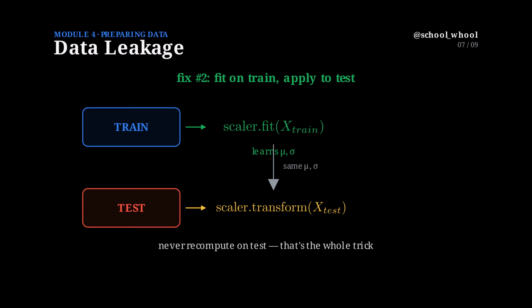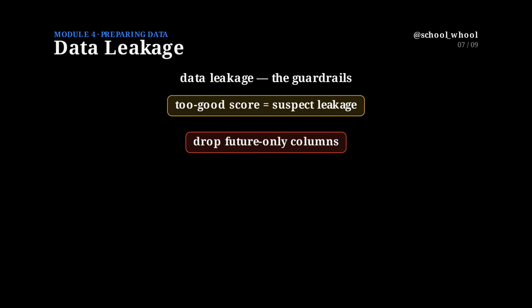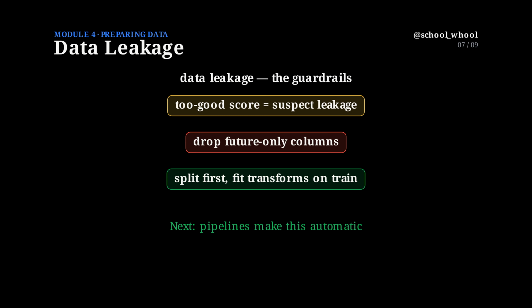So, data leakage, information from the future or from the test set sneaking into training. It shows up as a score that's too good to be true. Guard against it two ways. Drop features you wouldn't have at prediction time, and split before you pre-process, fitting every transform on training data alone. Next, we'll wrap this discipline into a scikit-learn pipeline so it happens automatically.